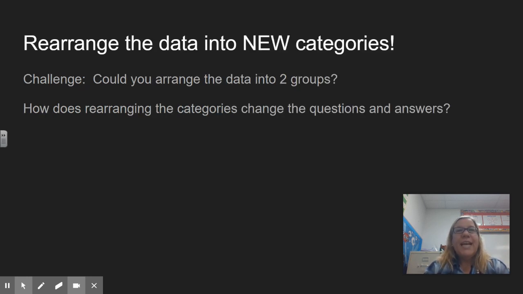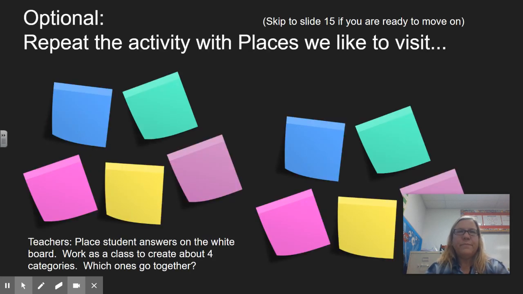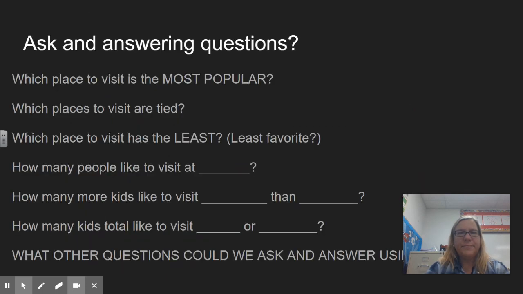Now we can rearrange the data into new categories. That might be something that you try at home. So could we arrange the data into groups? We did that earlier. We're talking about inside our house and outside of our house. That was our 2 categories. So that's a possibility. And when you rearrange the categories, it does change your questions and your answers when you regroup them. So you could repeat this activity at home with places you like to visit. Think of all the places you like to visit and then group them into categories.